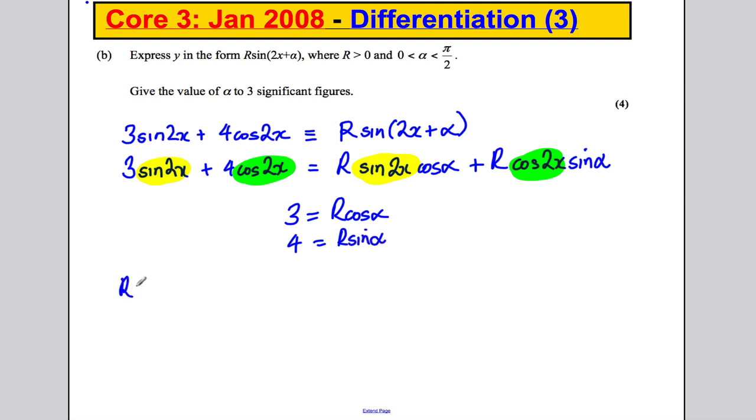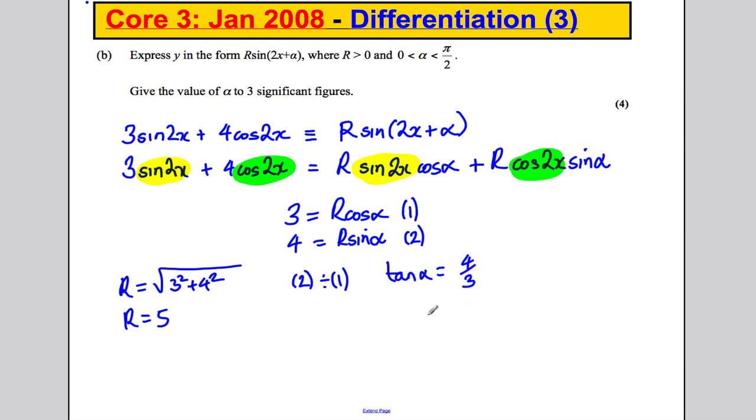As always with these, R is therefore the square root of that squared plus that squared, 3 squared plus 4 squared, and so R is going to be 5. And you also know that dividing equation 2 by equation 1 gives you that tan alpha is equal to 4/3. So alpha must be the inverse tan of 4/3. Now remember, you're working in radians here, so your calculator must be in radians mode, and inverse tan of 4/3 gives you, to 3 significant figures, 0.927 radians, and you're done.